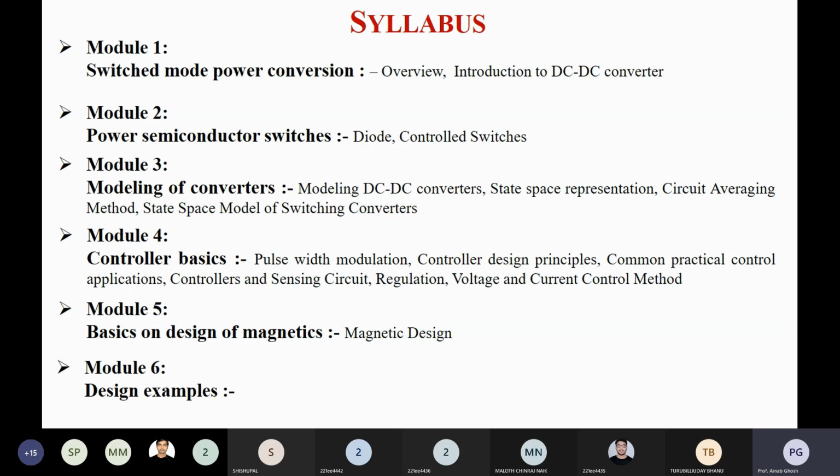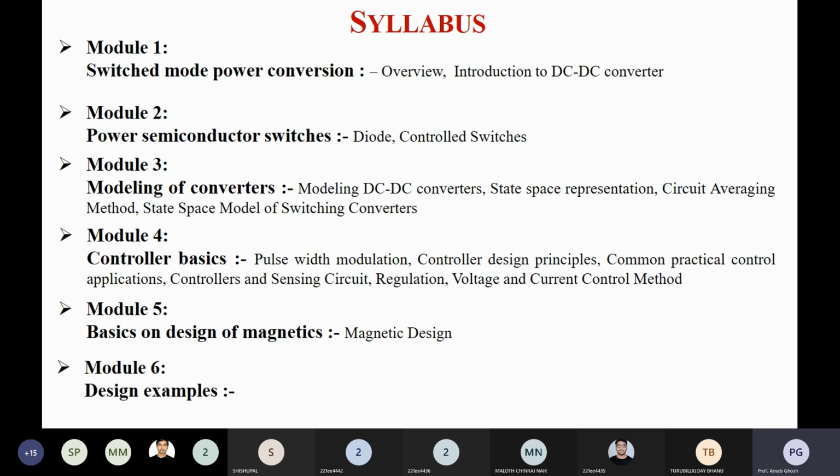Then finally we are discussing some design examples. If you have some specification, how do you design for it, and what are the examples? You will get the design specification from the study. Based on the design specification you need to design your converter, and if possible you can also fabricate it. These six are the simple modules that we are going to discuss in this subject, part wise.